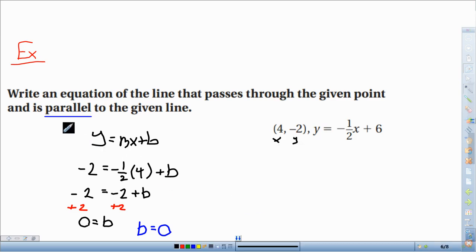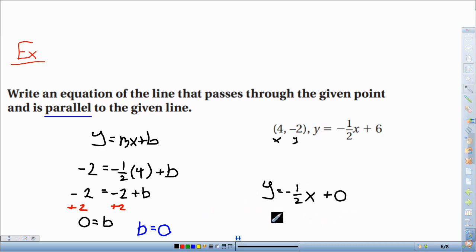Okay, so what is the equation of a line that's parallel to this one that goes through this point? Well, it's going to be this. Y equals, again, it has the same slope, negative 1/2. Negative 1/2 x, and our y-intercept is a 0. You could put plus 0 here, and I actually might encourage that.